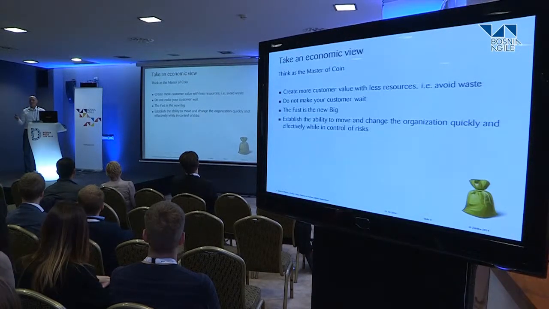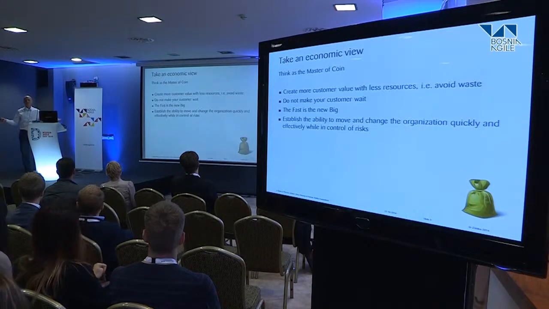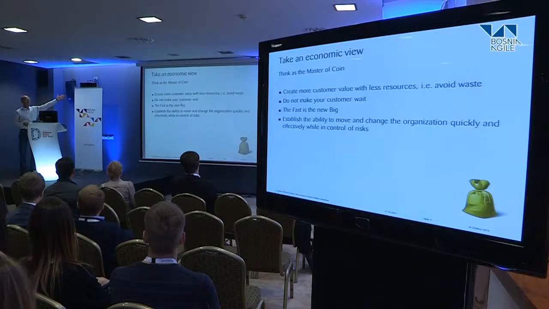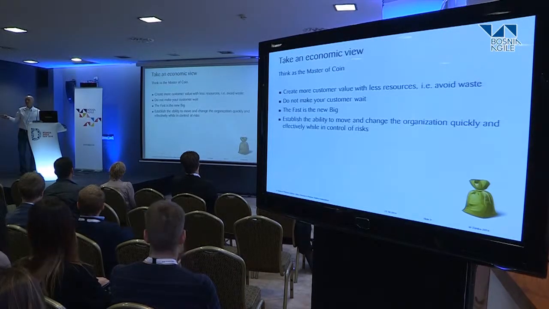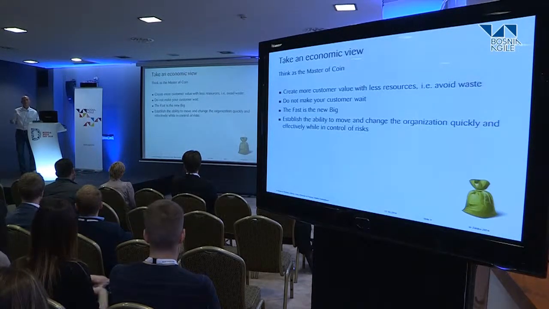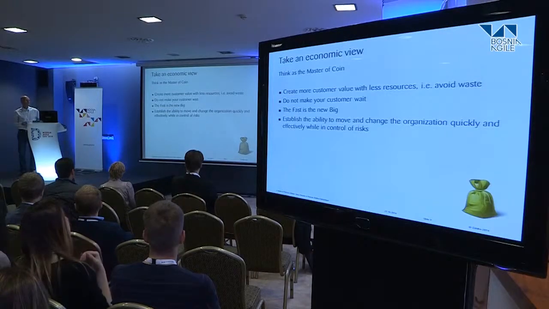One point I found was: take an economic view. As Scott said, it doesn't matter that we invent agility anywhere, or that the organizations get agile. The point is that we want to create value and bring it out to our customers. So this is a lean principle: create more customer value with less resources, so avoid waste. I would say this is a core principle, to think about for everything that we do, how could we avoid waste?